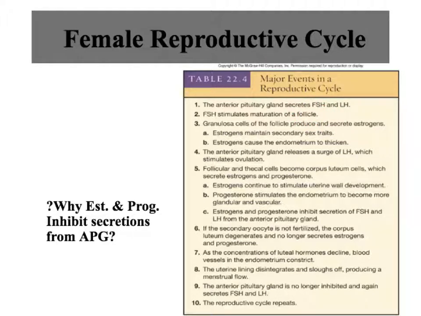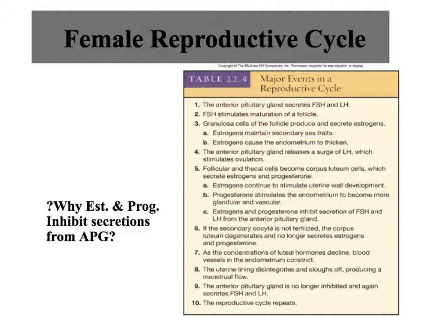Along the way, granulosa cells of the follicle secrete estrogens, which cause the appearance of the female secondary sex characteristics. At some point, typically day 14, the anterior pituitary releases a surge of LH, which stimulates ovulation, the release of that secondary oocyte. The cells that remain, the follicular and thecal cells, form what's called the corpus luteum. This structure that remains in the ovary continues to secrete estrogens and progesterone.